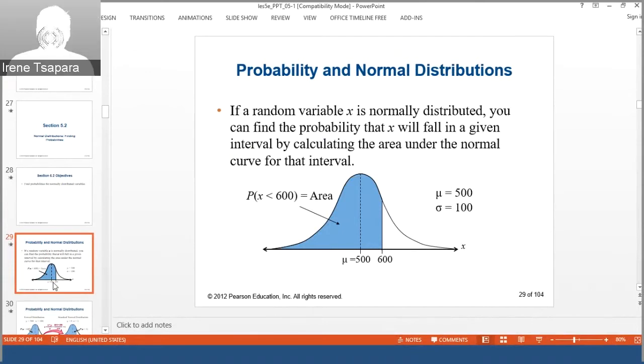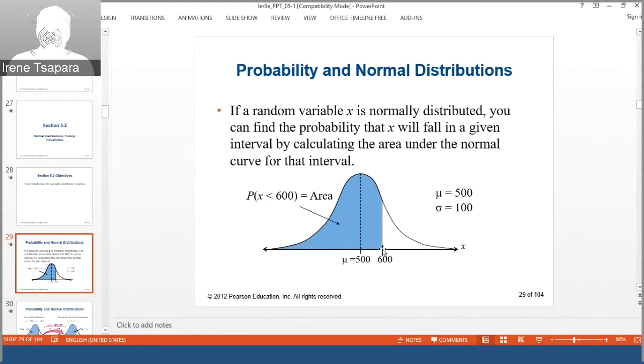So let's look at the following example. Let's assume that this is the distribution for the SAT scores. It's not, but let's say that it is. Let's assume that the mean is equal to 500, and let's assume that the standard deviation is 100. I want to find the probability that x is less than 600.